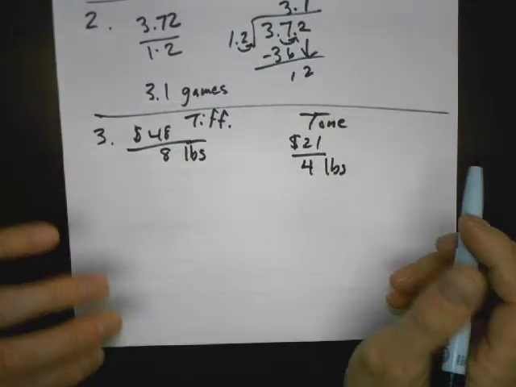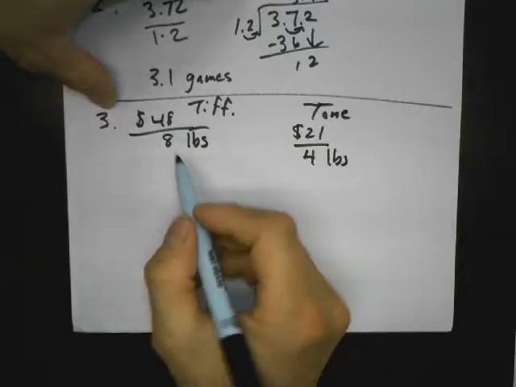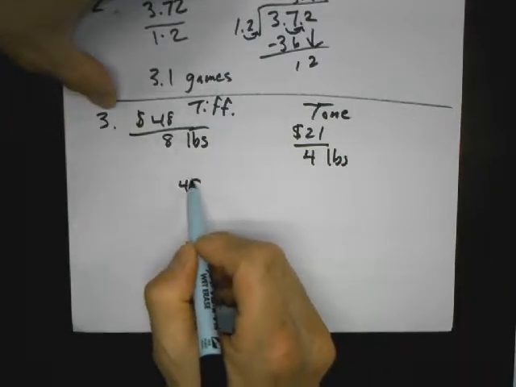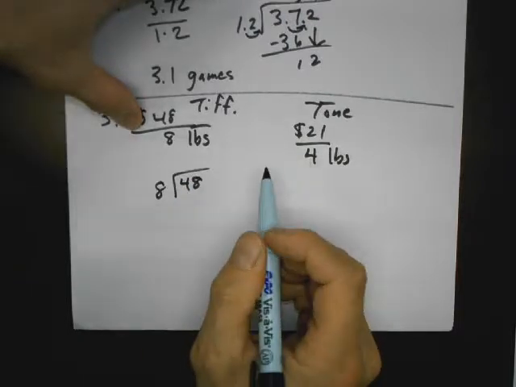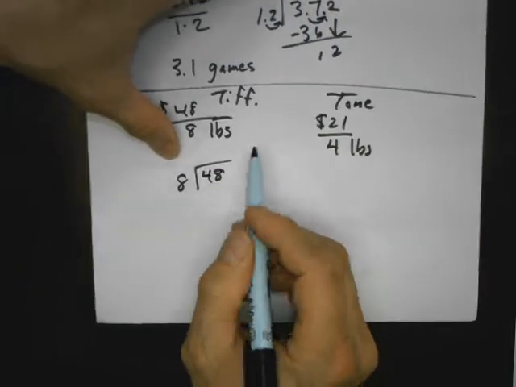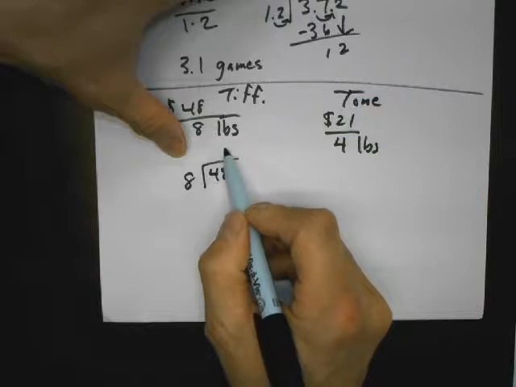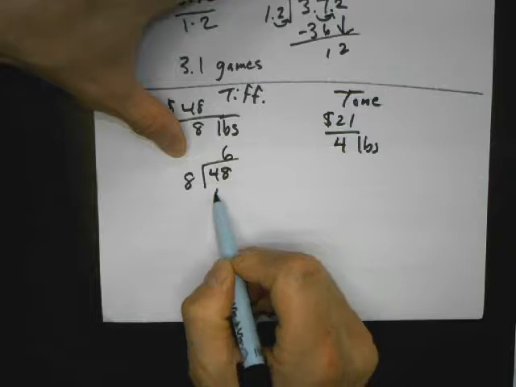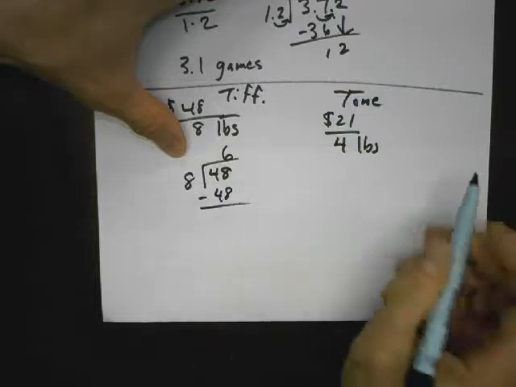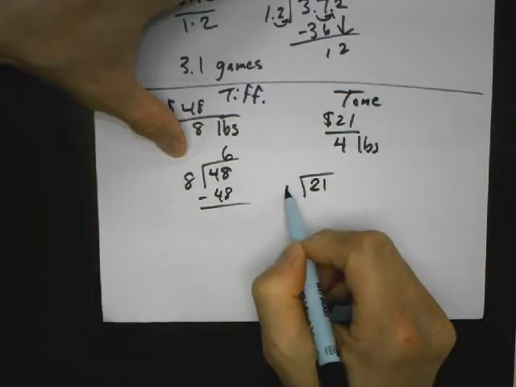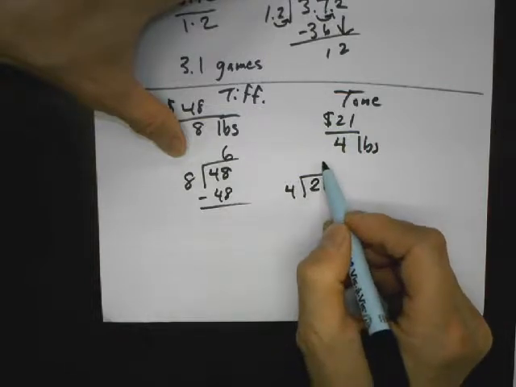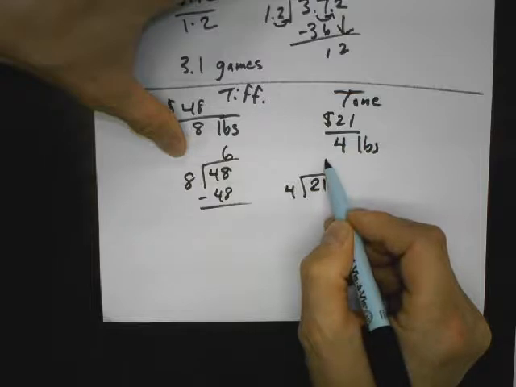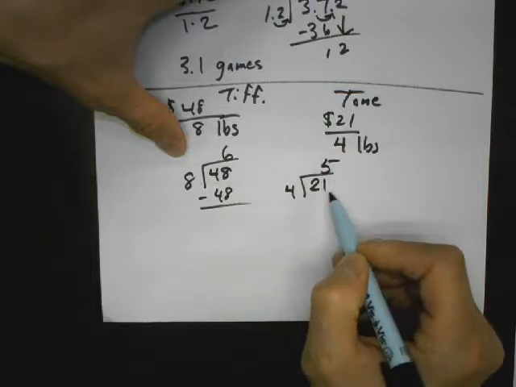Okay, so they said, who has the better buy? In other words, who has the lowest unit rate? So again, same thing over and over again. I just divide top by bottom. Okay, 8 goes into 48. Let's see. How many times? It's exactly 6 times, isn't it? Over here, 21 divided by 4. 4 goes into 21. Well, 7 is 28, right? So it's got to be 6 is 24. So it's got to be 5 times.